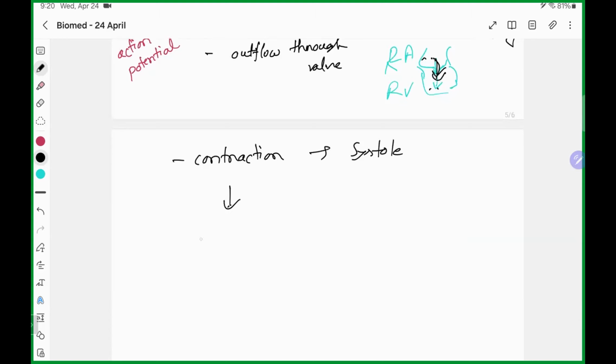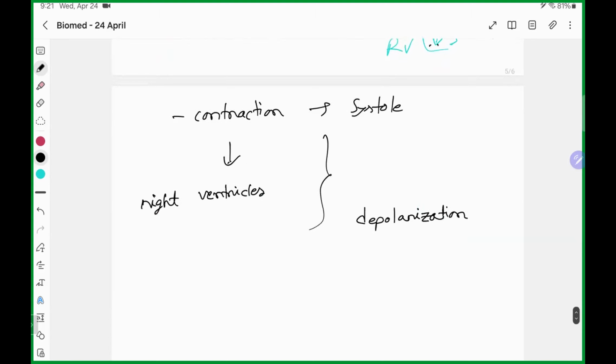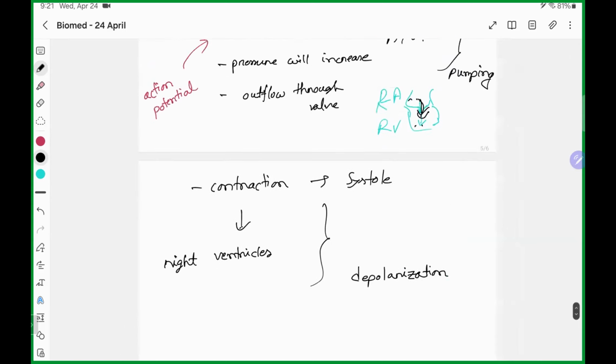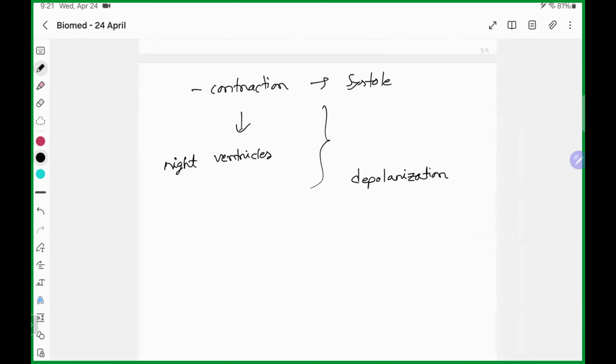After this contraction, it goes to the ventricles. It will go to the right ventricle, and this process is called depolarization. These are some of the terms I'm writing because when we describe the ECG process, this will come again and again. So we have the atria, it contracts, blood flows to the ventricle, and this process is called depolarization.